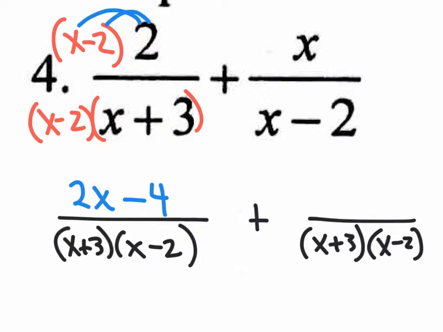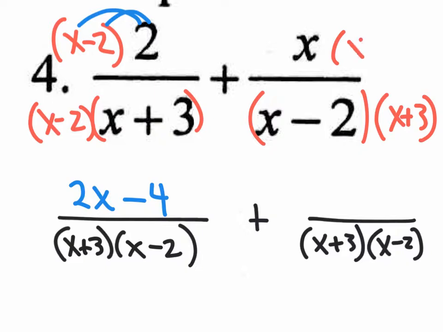Okay, let's look at the next one. How do I change the x minus 2 to the common denominator x minus 2 times x plus 3? What's missing up here? The x plus 3. So let me write down this binomial times x plus 3. Now, what I do to the bottom, I must do to the top, so I need to multiply the top by x plus 3 also. Are you with me?